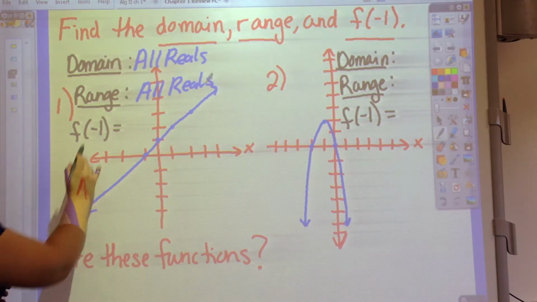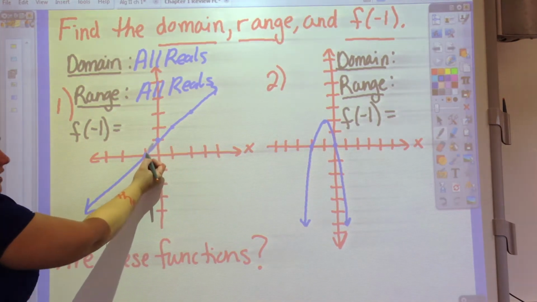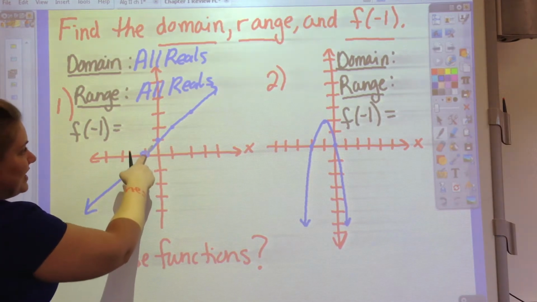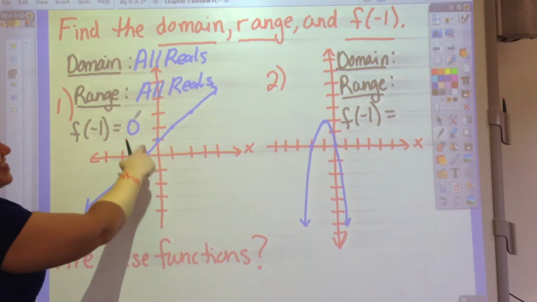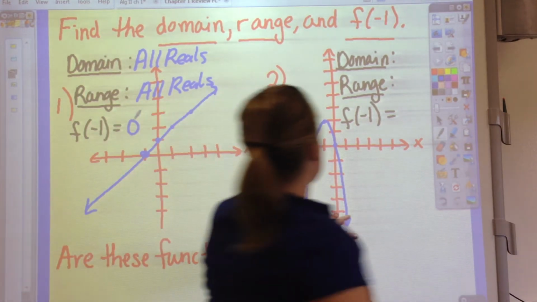All right, how about f of negative 1? Remember that we're plugging in negative 1 for x and seeing what comes out for y. That's f of negative 1. And that happens right here. And so when I plug in x equal to negative 1, the output is 0. All right, let's go on to this graph.